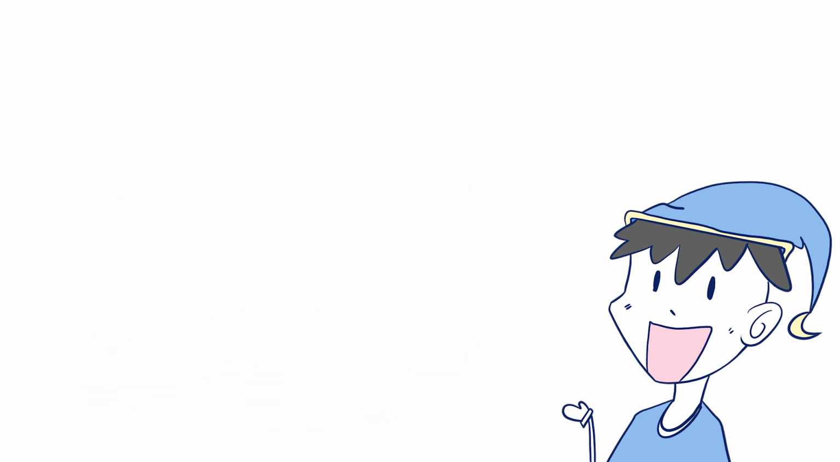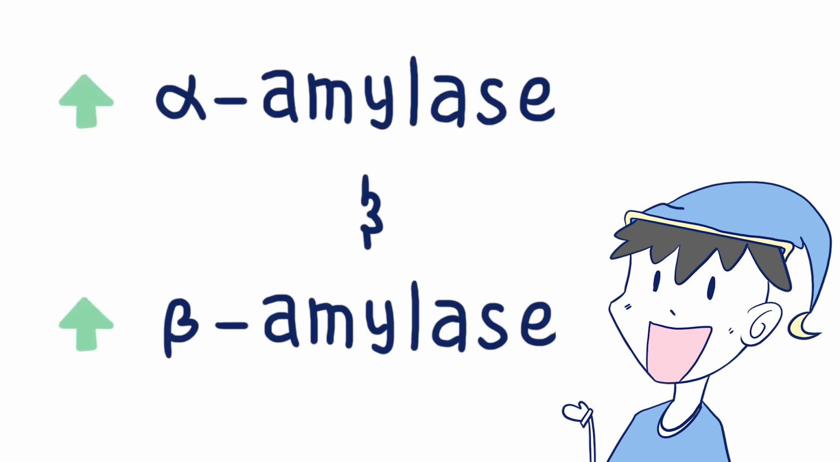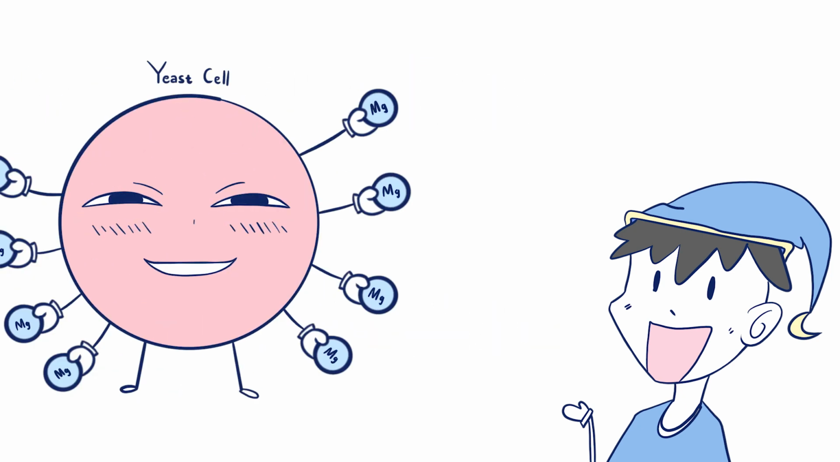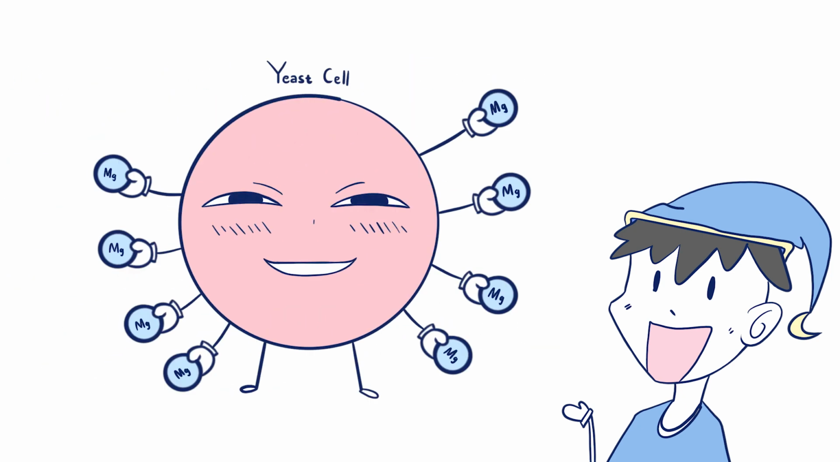The acidification of the mixture will give an ideal environment for alpha and beta amylase, as well as other proteolytic enzymes. Furthermore, magnesium is also constantly being actively taken up by the yeast cells because magnesium is required as the cofactor of enzymes essential for the fermentation process during beer production.